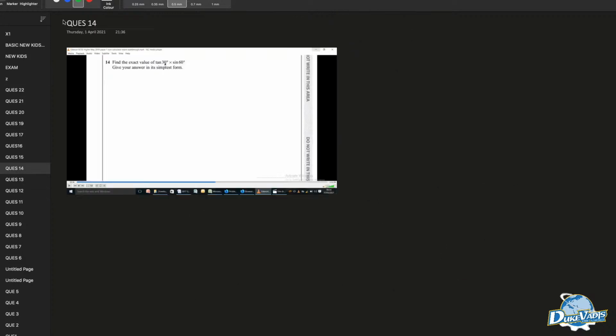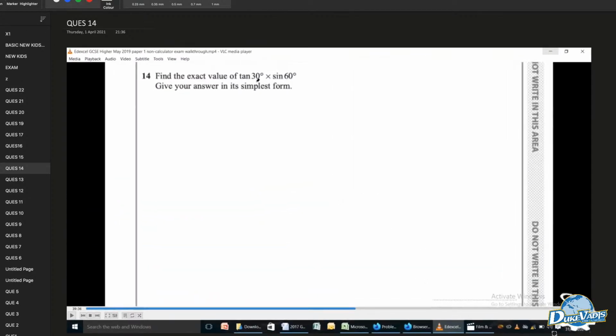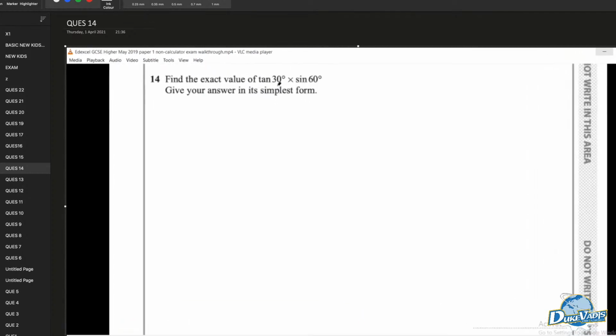Well, question number 14. We have been given this trigonometry. Let's zoom it out and see. It says give your answers in the simplest form. Find the exact value of tan 30 degrees times sine 60 degrees.